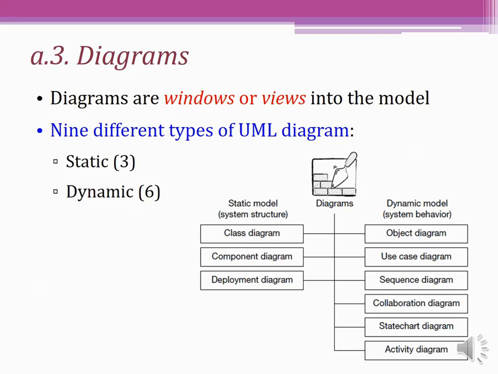Finally, diagrams provide graphical views of the software system, helping developers to understand both the analysis and design aspects of the project. There are three static diagrams such as class diagram, component diagram and deployment diagram, and similarly six dynamic diagrams such as object diagram, use case diagram, sequence diagram, collaboration diagram, state chart diagram and activity diagram.